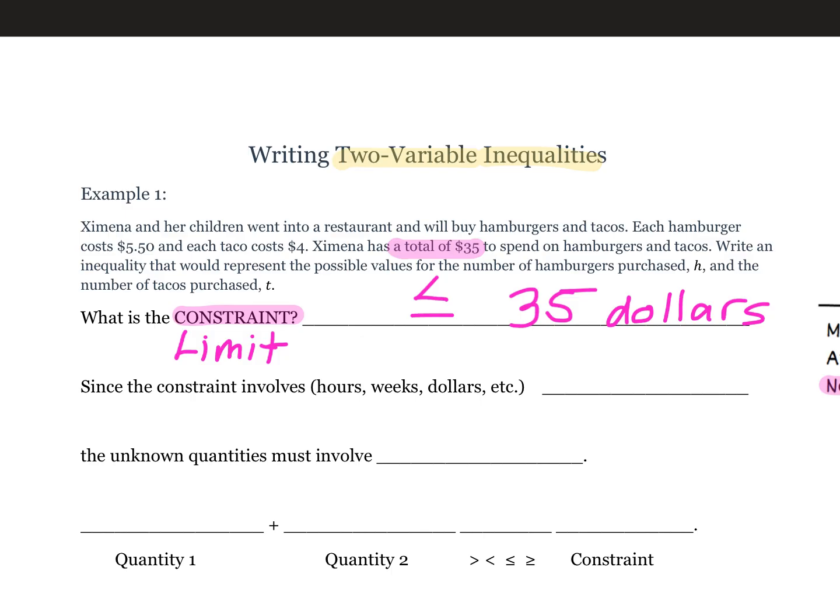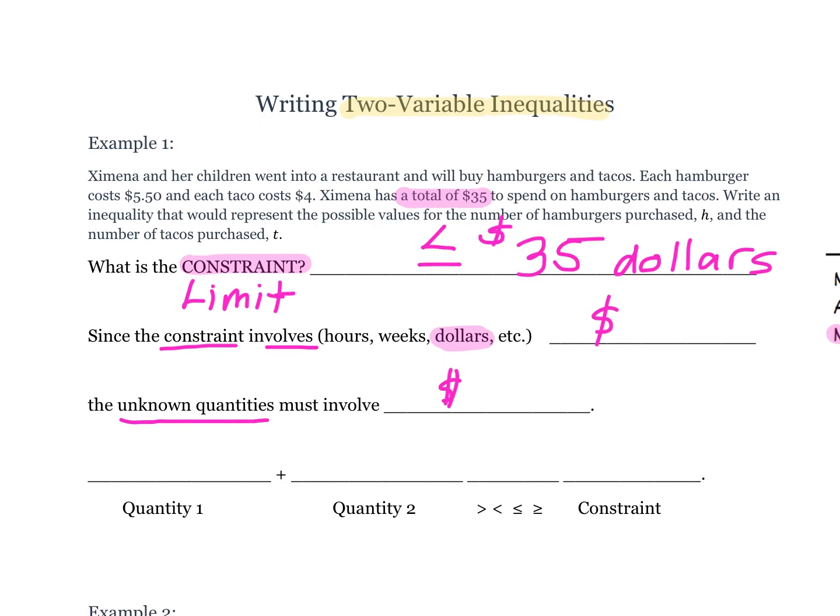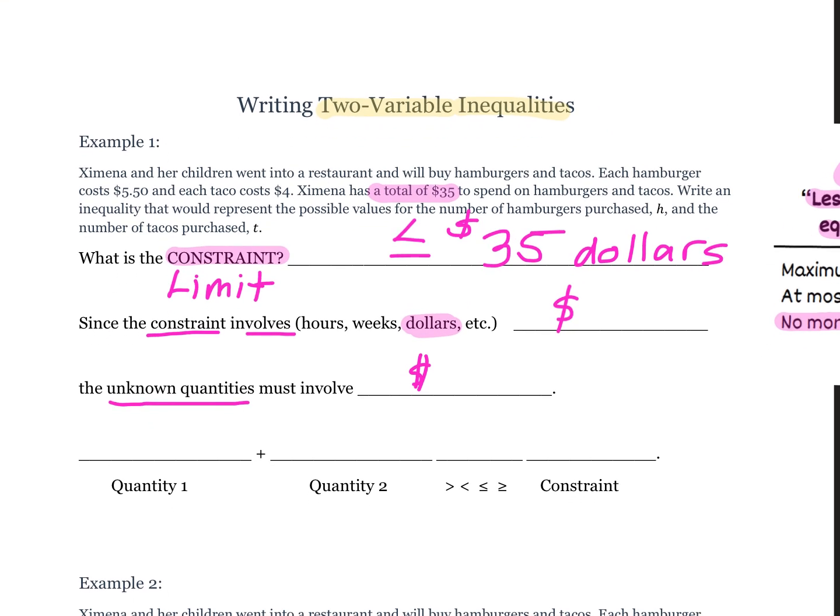Since the constraint involves dollars, and I know it involves dollars because it has the dollar sign, my unknown quantities must also involve dollars. So that means that when I'm writing my inequality, I have to include the prices. I have to include the fact that each hamburger costs $5.50 and each taco costs $4.